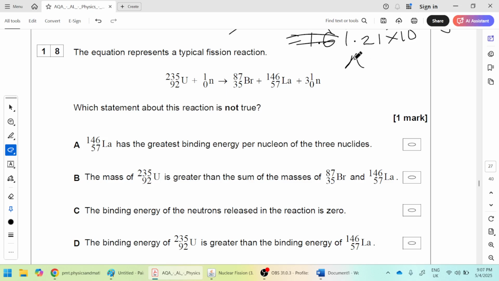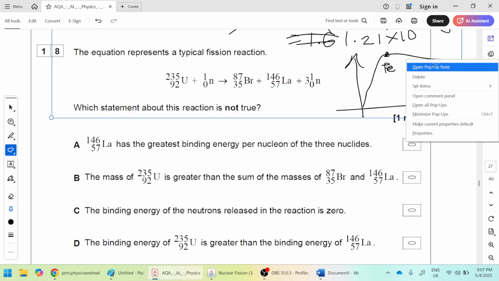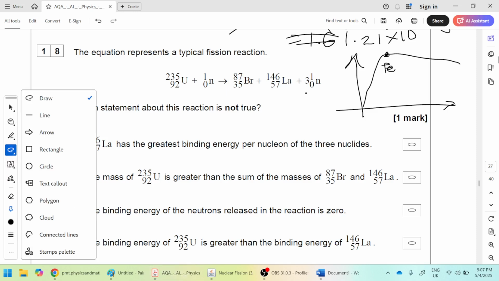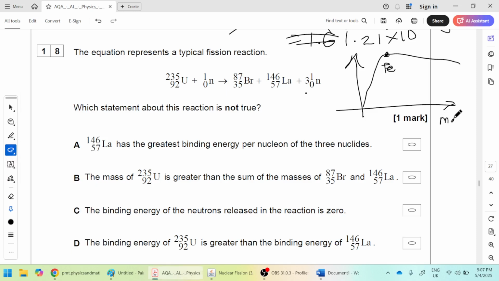The binding energy per nucleon curve looks like this. It goes up, it peaks, and then goes down. This is iron, Fe. Uranium is somewhere over here. This x-axis is mass number, or nucleon number, I can't quite remember, but anyway, it doesn't matter. Basically, uranium will be here, and this is 235, right? Anything that's smaller, so La is going to be here.